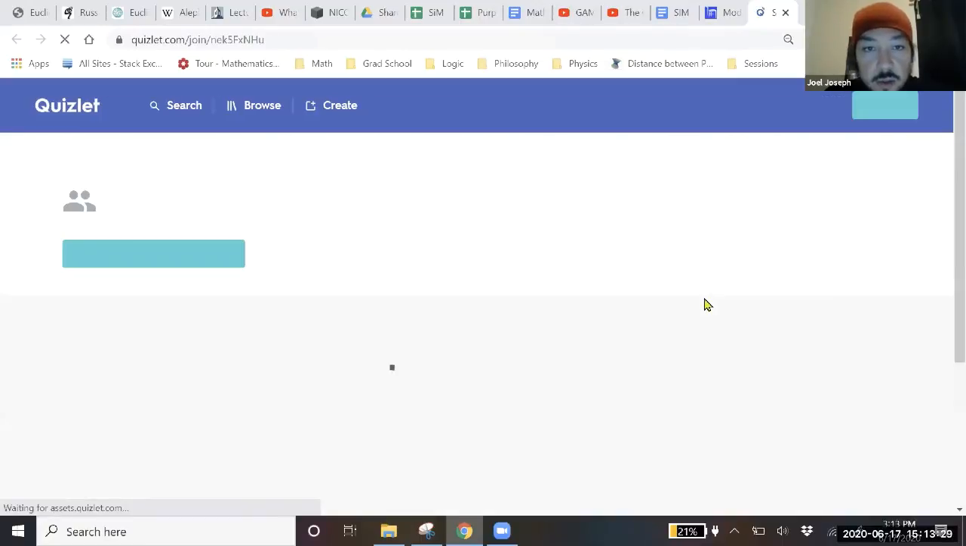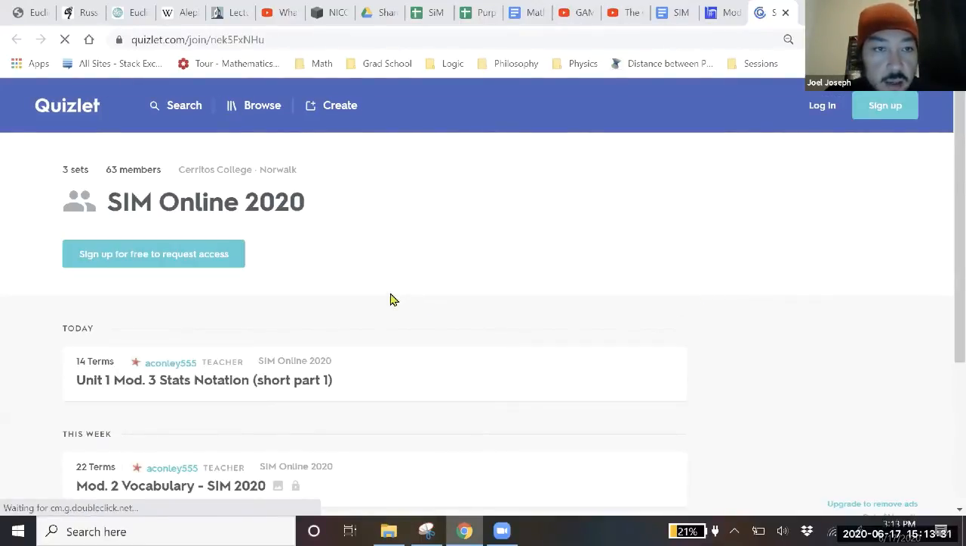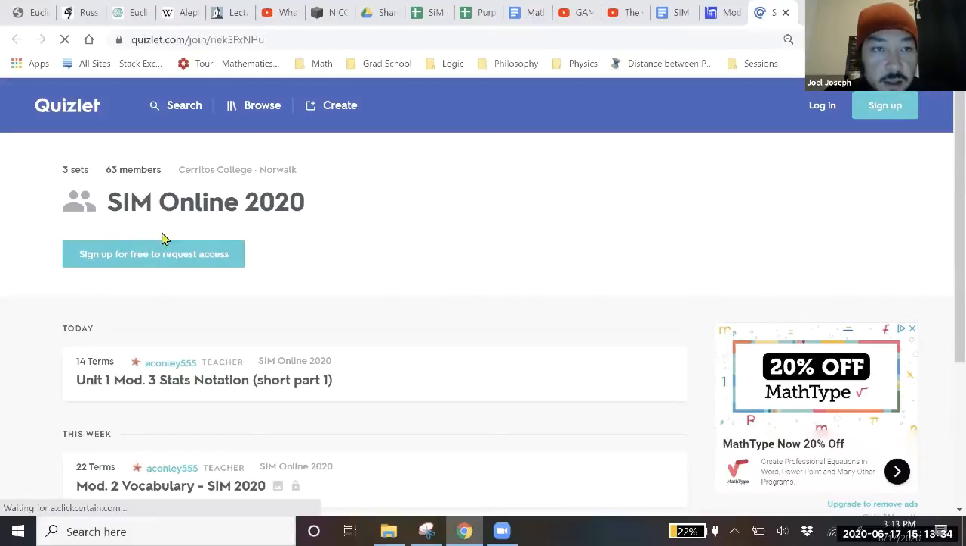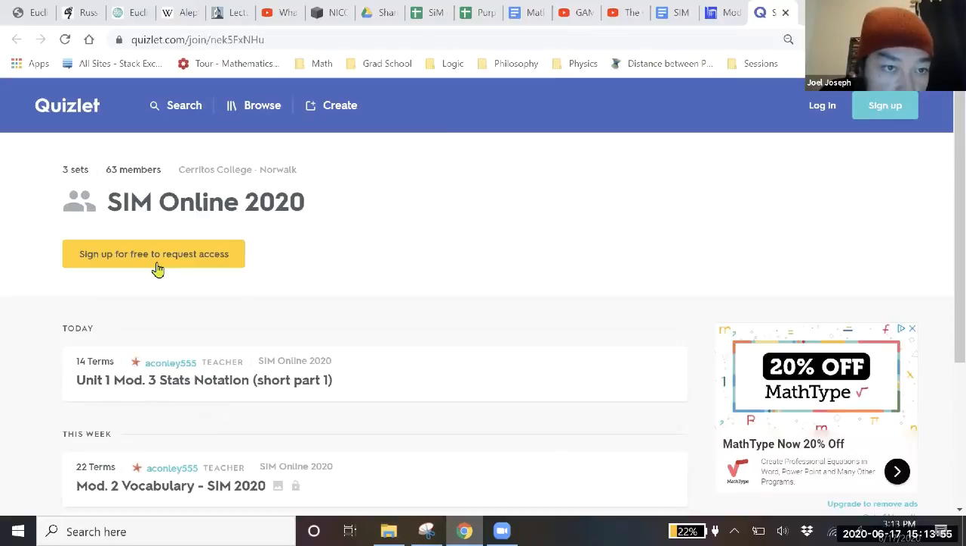So we have to make sure we're in the group. When I join, I am part of it because there's 63 members. That's actually important. Can you guys see how much troubleshooting we have to do? 63 members. How many members should we see here? About 100 something. So there's a lot of students who have not registered. Sign up for free to request access. Yeah, so you just click here.